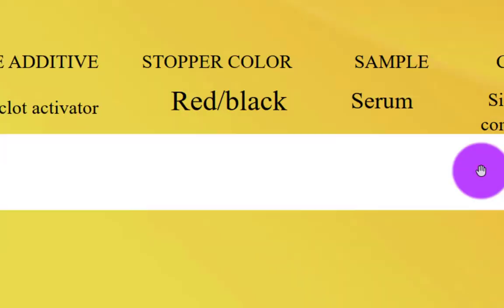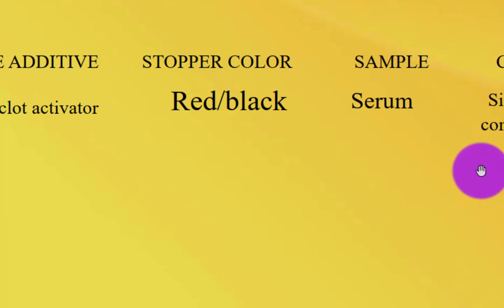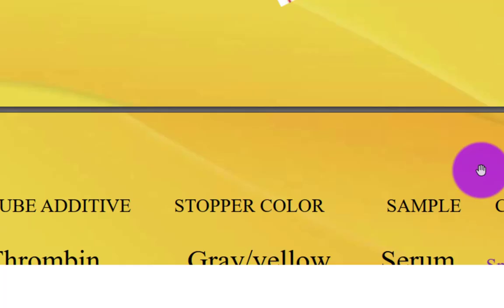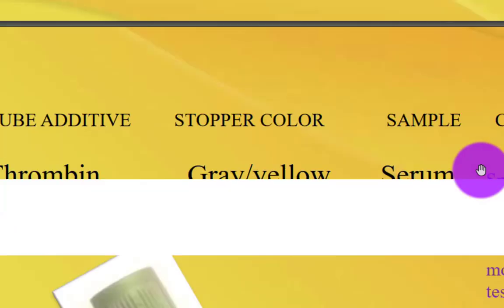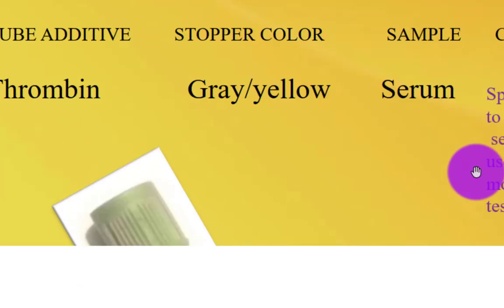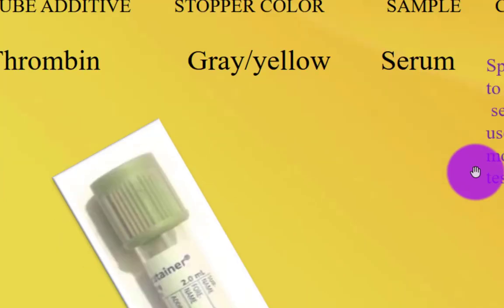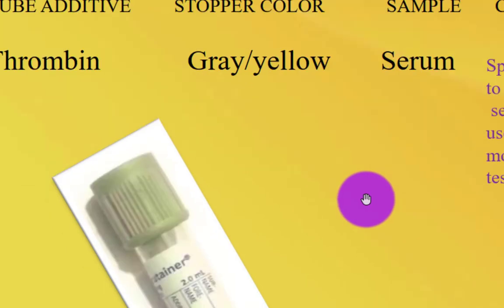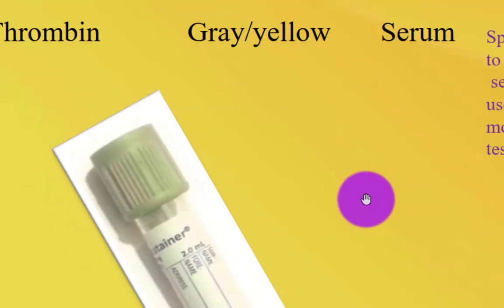Tube additive silicate clot activator, color red or black, serum. Silica speeds the clotting process. Thrombin, tube color green, serum. Thrombin speeds the clotting process significantly, producing serum in several minutes, used mostly for urgent STAT testing.